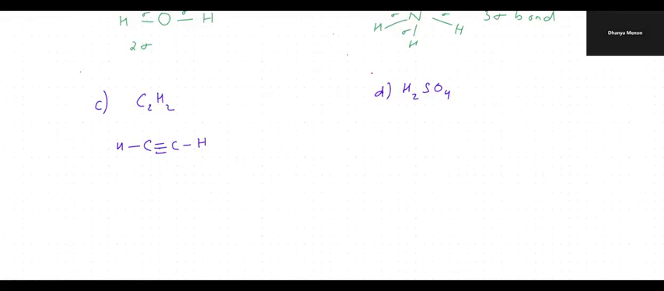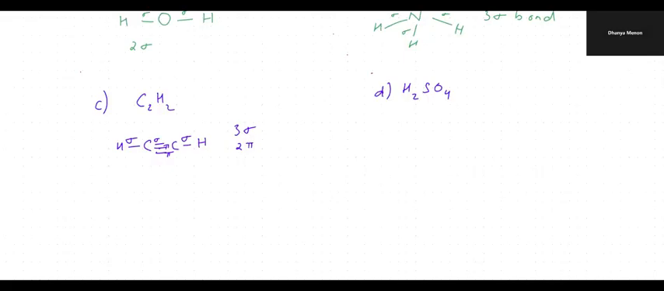So between carbon and hydrogen, sigma bonds, right? And between carbon and carbon, if there's a triple bond, we saw one will be a sigma bond, the other 2 will be what? Pi bonds. So I have 3 sigma bonds and how many pi bonds? 2 pi bonds.